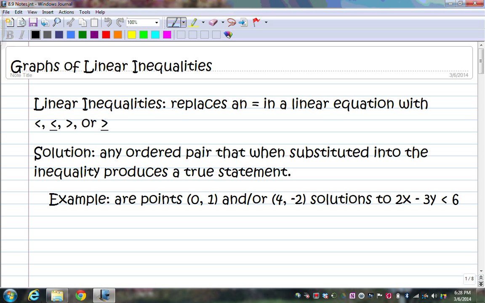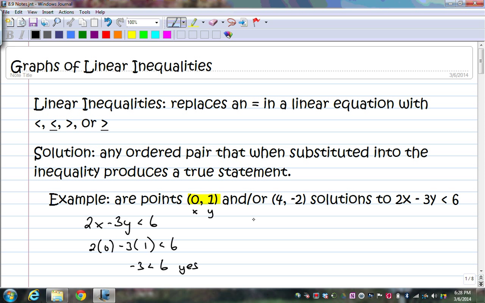Well, what you would do is take this inequality, 2x - 3y < 6, and substitute this point into it. Remember, this is your x and this is your y. So I have 2 times 0 minus 3 times 1 should be less than 6 if this is a solution. This first term is 0, and then I end up with -3 < 6. This is true, so yes, this is a solution to this inequality.